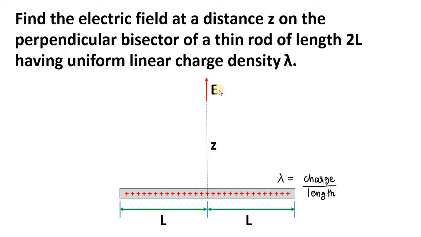That is the question. It is given that the rod has a uniform linear charge density lambda, which is equal to the total charge divided by the total length of the rod. Let us proceed.